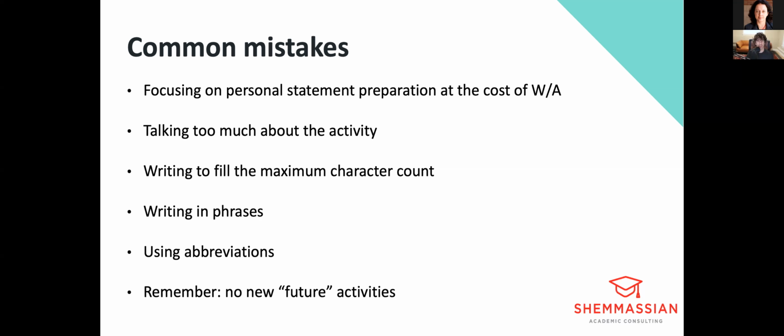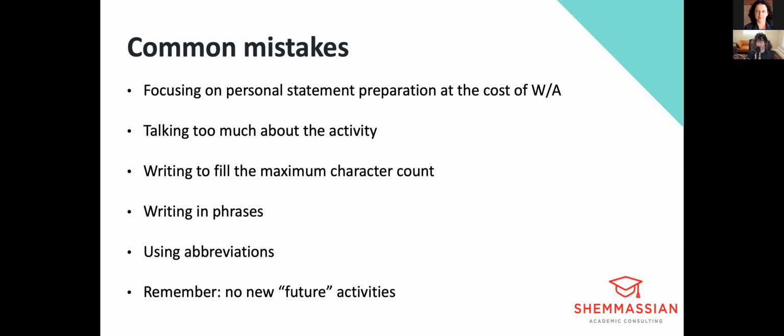So make sure that when you use an abbreviation, you're very thoughtful. Does everybody know this? If not, write it out the first time so we actually know what you're doing. You can even write in the organization name. You can write the abbreviation, or the acronym, so that you can then use that in your entry. And then remember, no new future activities.